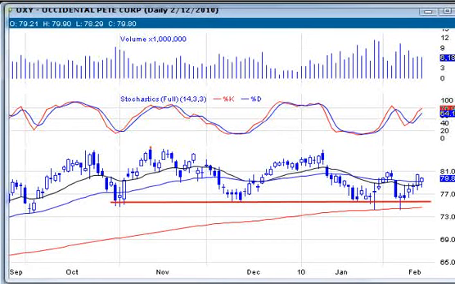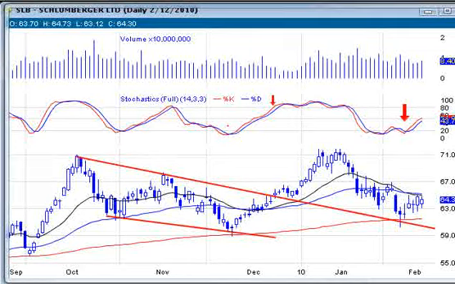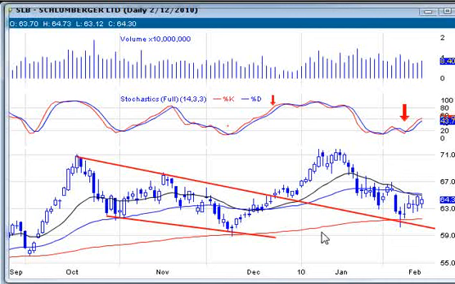I'm just getting all these thoughts in my head, and I start off with the SLB here, Schlumberger, which I would consider in the OIH, the oil and gas sector. Schlumberger, beautiful pattern here. This is again another good example of continued reaction off of continued strong indicators.